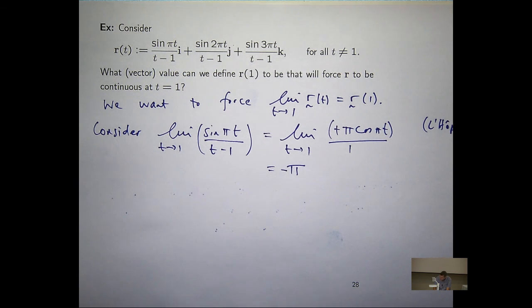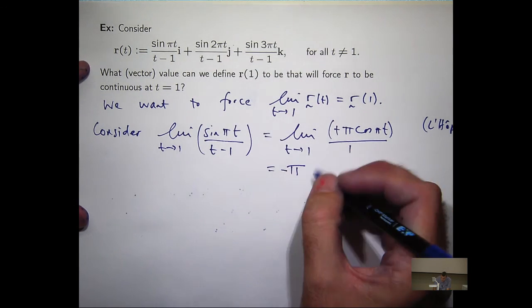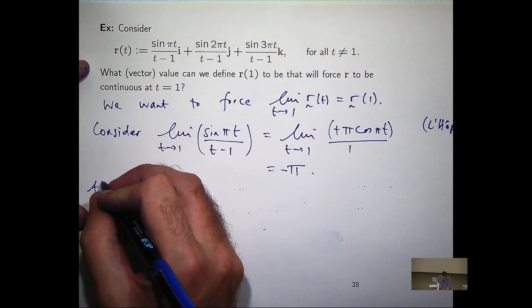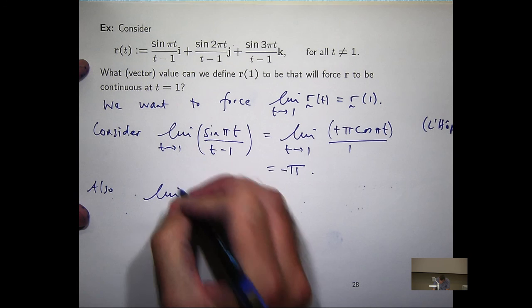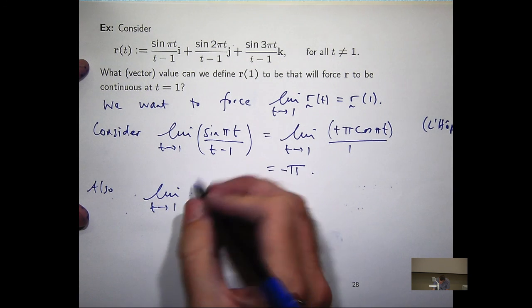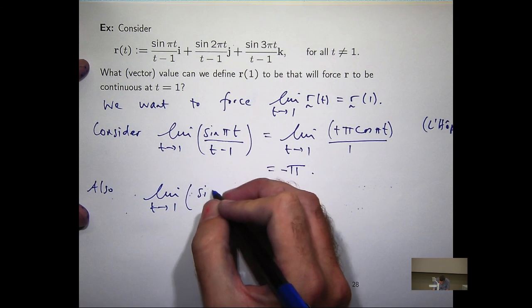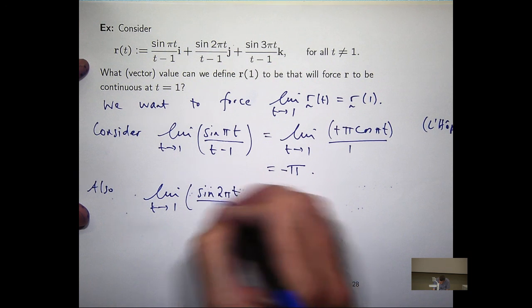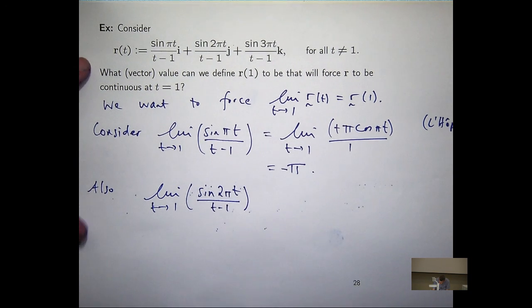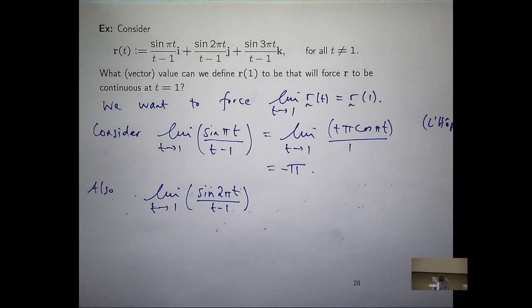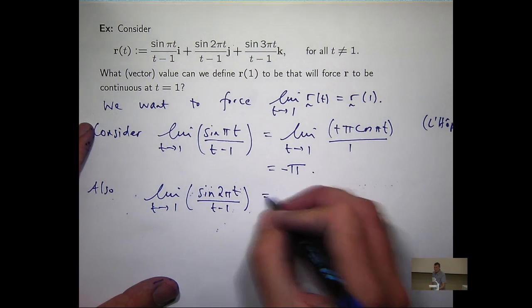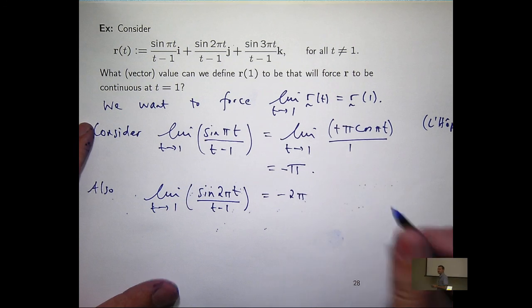Okay, so what about the second one? Well, that's just the same story. You're going to get 0 over 0. Again, apply L'Hopital's rule, but this time you're going to get, what do you think? Minus 2 pi.